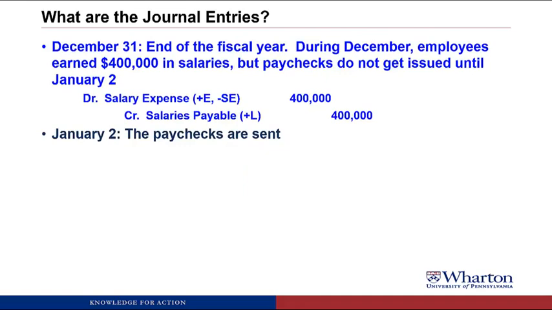If we've sent checks, that means we've paid cash, so we're going to credit cash for $400,000. By paying the cash, we've gotten rid of the obligation to pay their employees, so we have to reduce the liability. We reduce liabilities with a debit, so we debit salaries payable for $400,000.